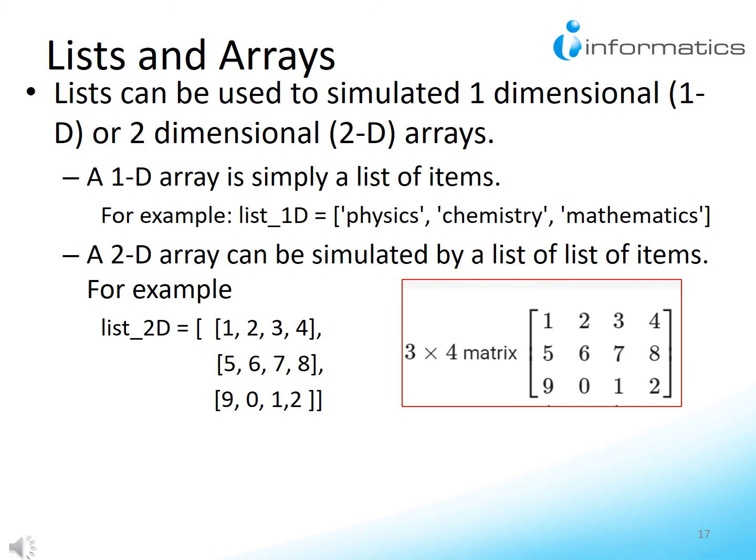Lists and arrays. Lists can be used to simulate one-dimensional arrays or two-dimensional arrays. A 1D array is simply a list of items, scalar or compound. For example, list1d equals ['physics', 'chemistry', 'mathematics']. A 2D array can be simulated by a list of lists. For example, list2d represents a 3x4 matrix as a list of 3 sublists, where sublist 1 equals [1, 2, 3, 4], sublist 2 equals [5, 6, 7, 8], and sublist 3 equals [9, 0, 1, 2].